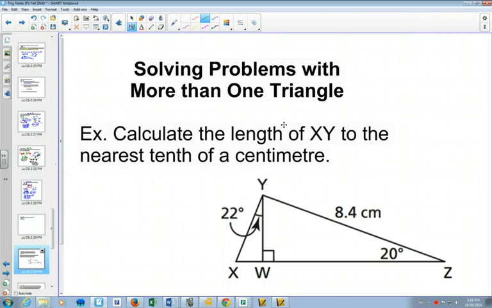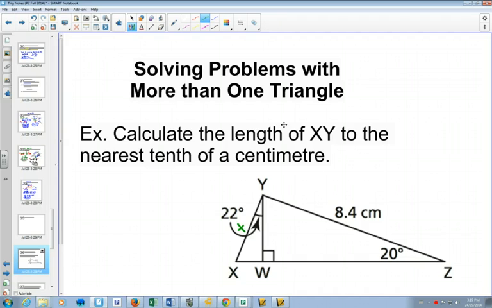So we're going to start solving problems with more than one triangle. Remember, in order to solve a right-angled triangle, you need 3 pieces of information, and one of those pieces of information has to be a side. When those 2 triangles are put together, it says calculate the length of xy. I'm just going to put an x there because that's what I want to find. I want to solve for x.